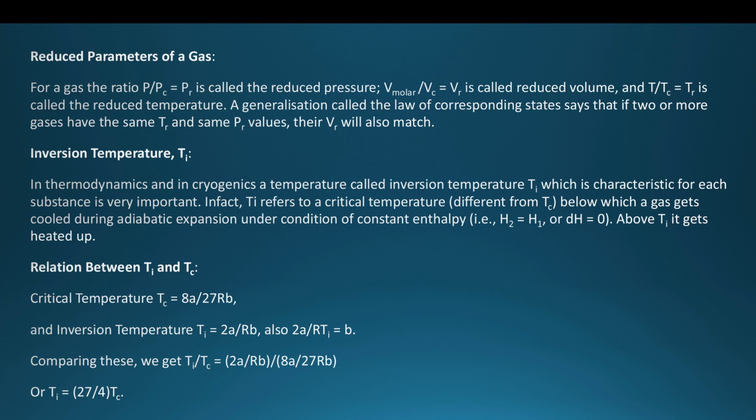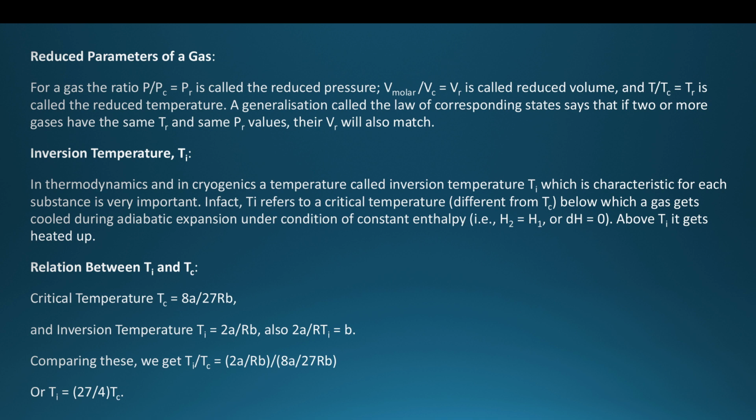Reduced parameters of a gas. For a gas, the ratio P over Pc is called PR, reduced pressure. V over Vc is called VR, reduced volume. T over Tc is called TR, reduced temperature. A generalization called the law of corresponding states says that if two or more gases have the same TR and same PR, their VR will be matching, same.